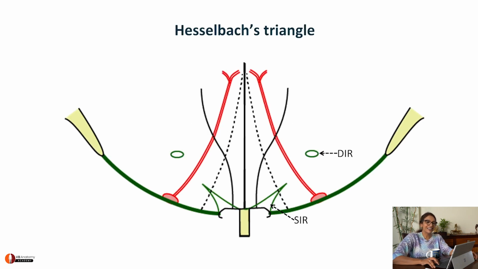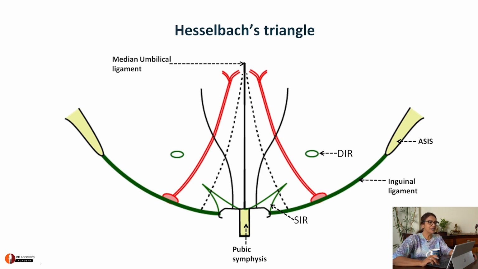Ma'am, what is this? This is something you will understand once I explain it to you. So here are your two anterior superior iliac spines. This is your pubic symphysis. Come into the diagram now. ASIS, pubic symphysis. Here's your inguinal ligament extending in between. Now here is your median umbilical ligament, also called urachus. And this is your rectus abdominis.